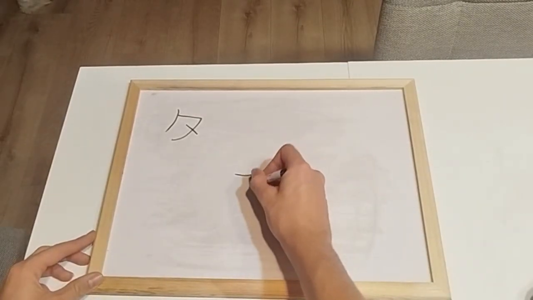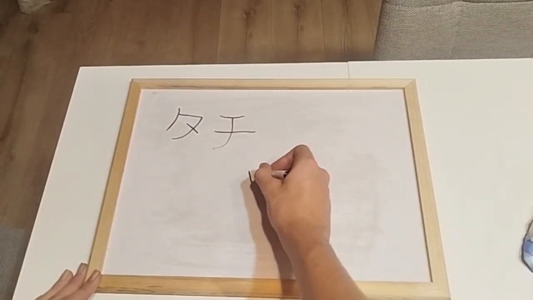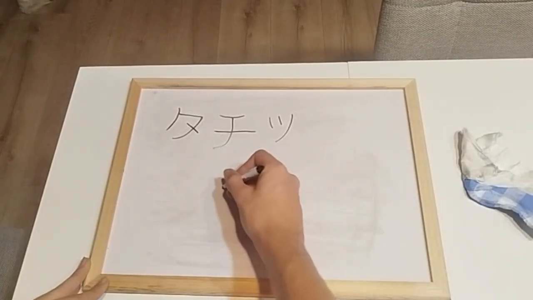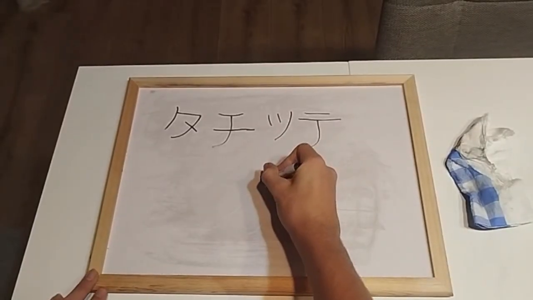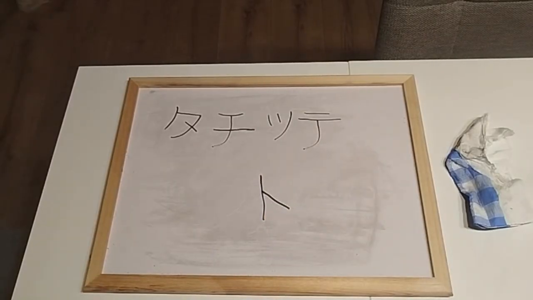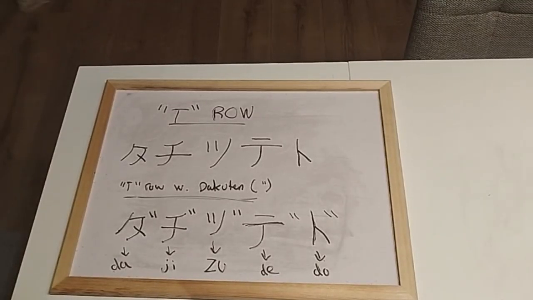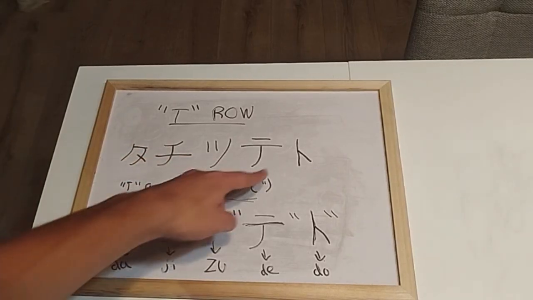Ta, chi, tsu, te, to. And with dakuten, ta becomes da, chi becomes ji, tsu becomes zu, te becomes de, to becomes do.